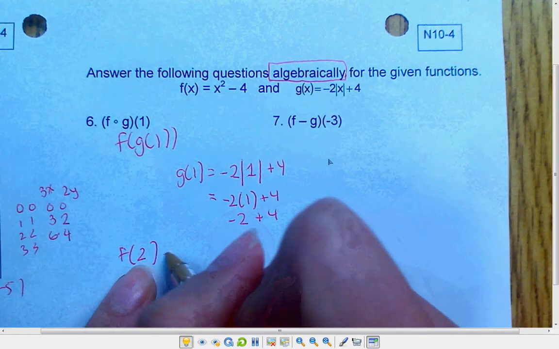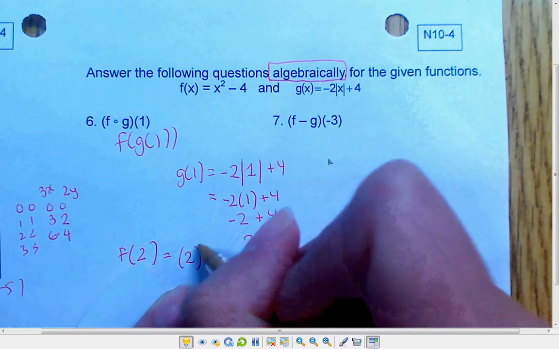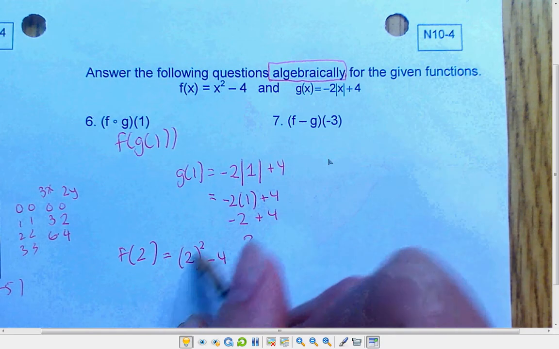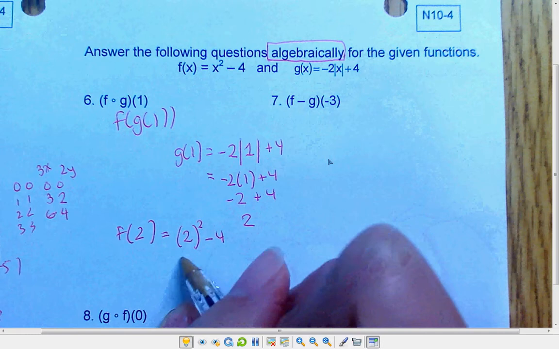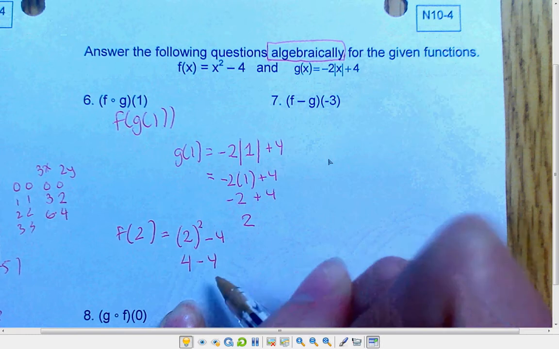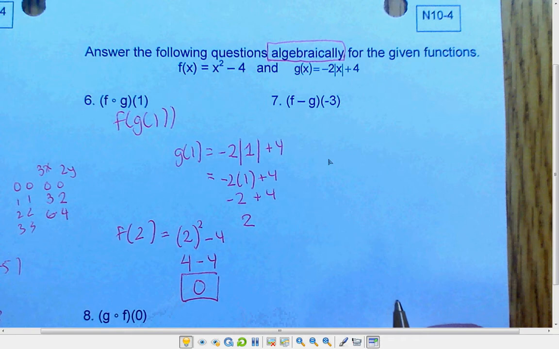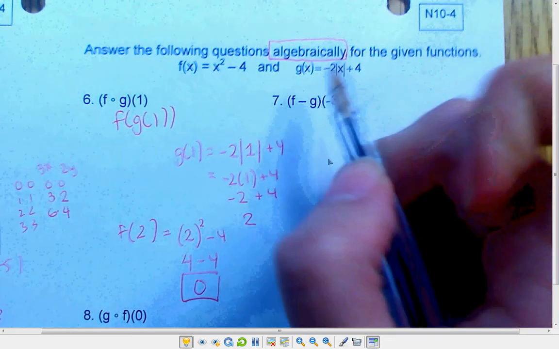So f of 2, so I'm going to plug 2 into my function for f, which is x squared minus 4. So I'm replacing the x with a 2. 2 squared, we're doing PEMDAS, order of operations, so exponents before subtraction. 2 squared gives me 4. 4 minus 4 is just equal to 0. And notice this is the same thing that we got for number 3. We just did it algebraically instead of graphically.